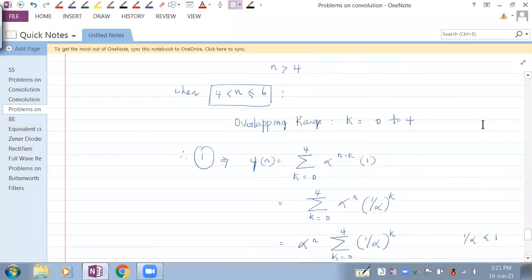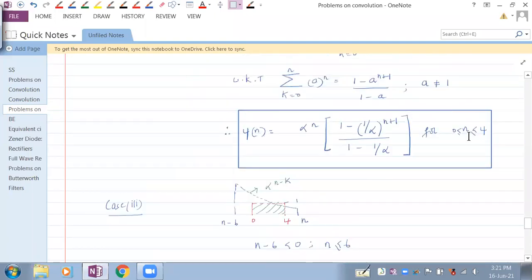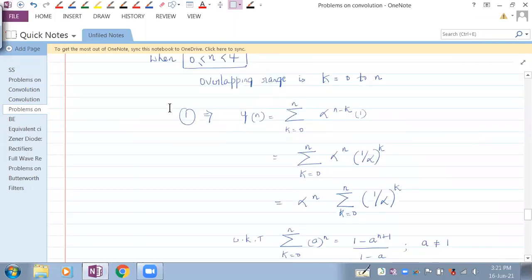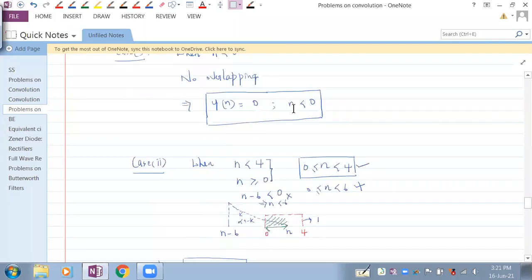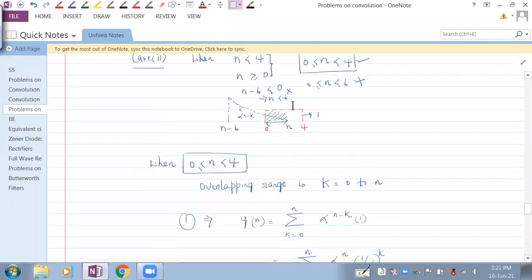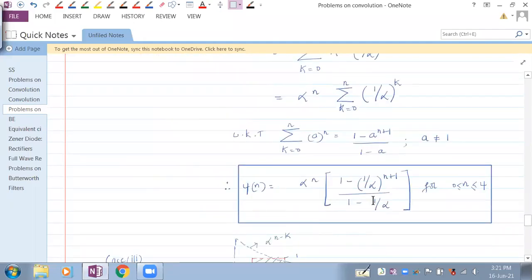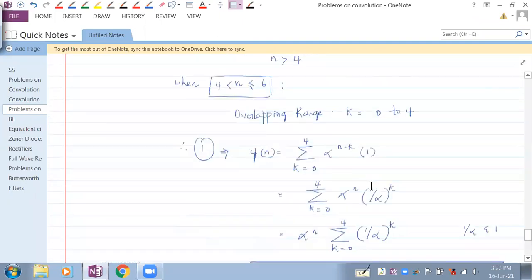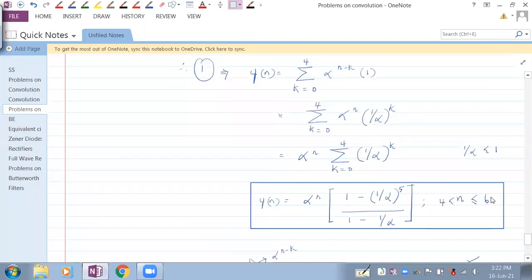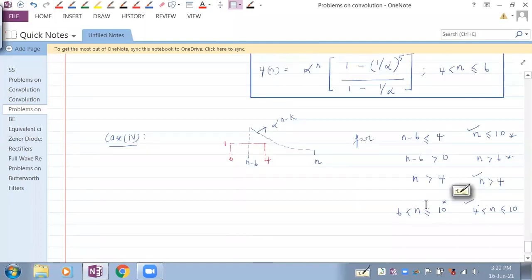Let me just show you that. For less than 0, it is 0. From 0 to 4, it is this. From 5 to 6, it is this. Now from 6 to 10, we should take. Okay, so from 6 to 10 is what we should take now.